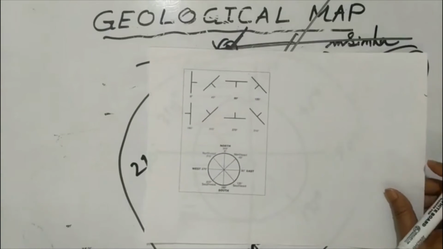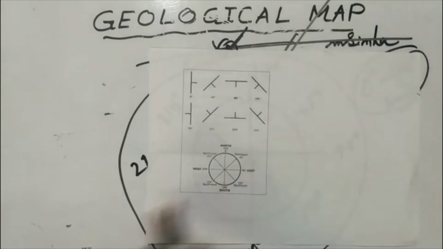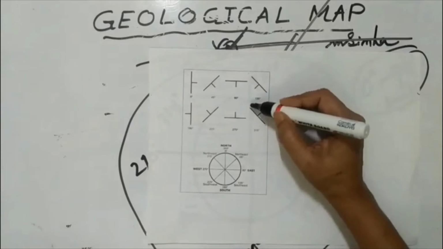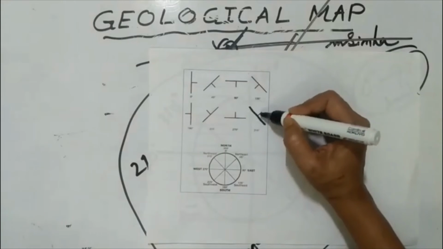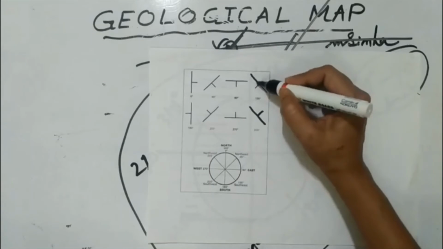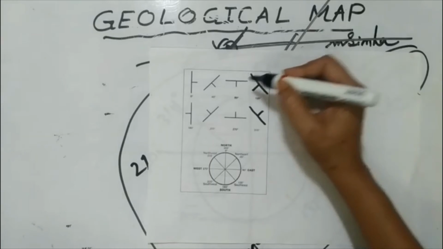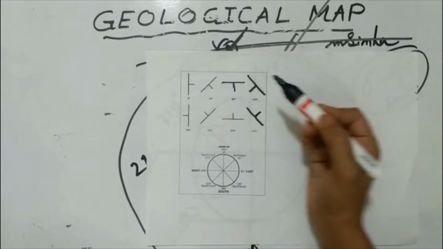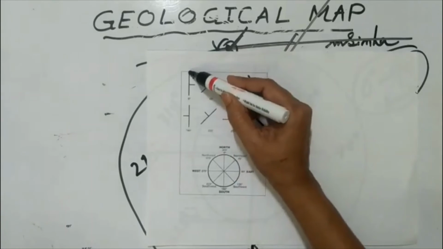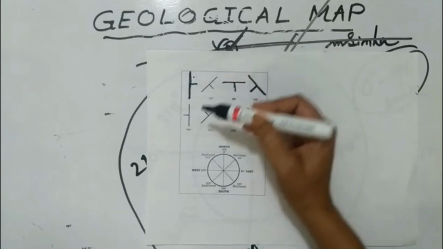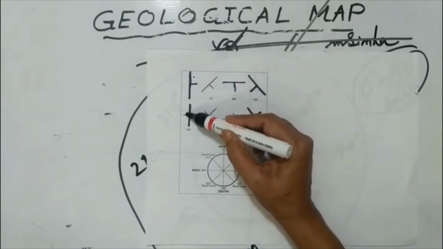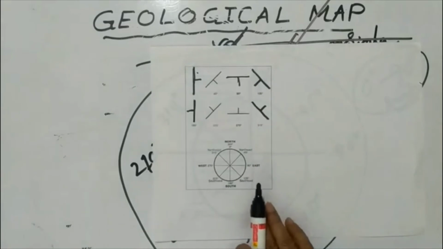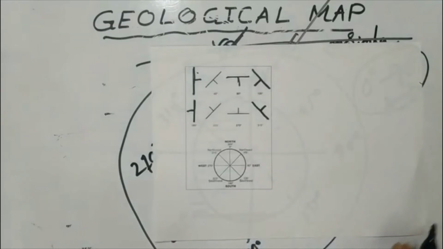You have to look after all these things. This is the dip, this is the strike line, and this is the dip. This is the dip of 90 degrees. This is the strike line, this is the dip. And this is 0 degree. This is the strike line, that is the dip. This is 180 degrees.